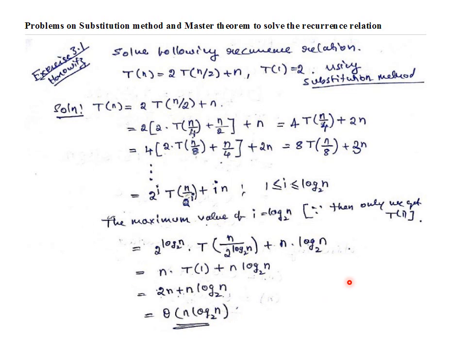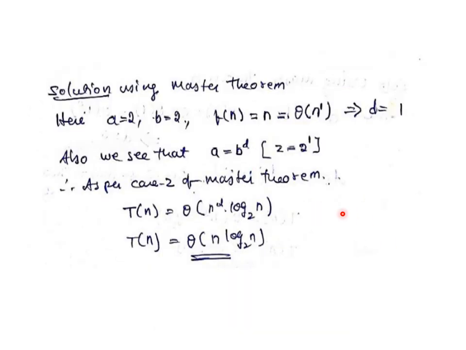The same problem we can also solve with the master theorem. If you want to apply the master theorem to find the a and b values, we are given that f of n is equal to n, which indicates that the d value is equal to 1. So in the next slide, you can see that a is equal to 2, b is equal to 2, f of n is equal to big theta of n to the power 1, that is d is equal to 1.